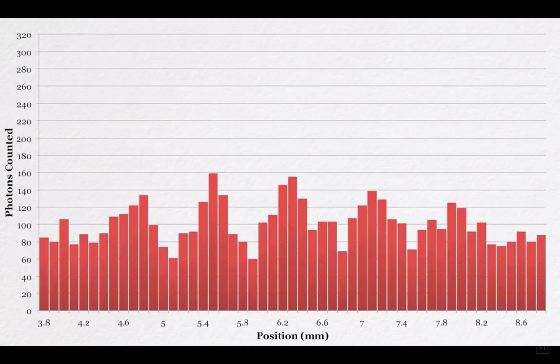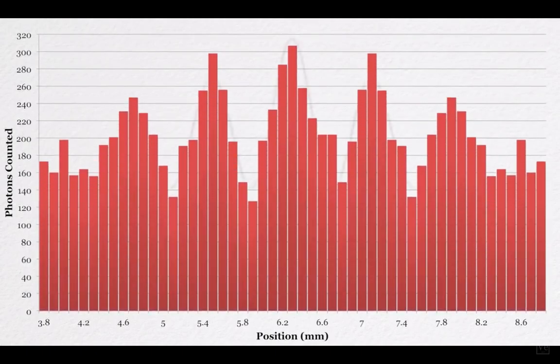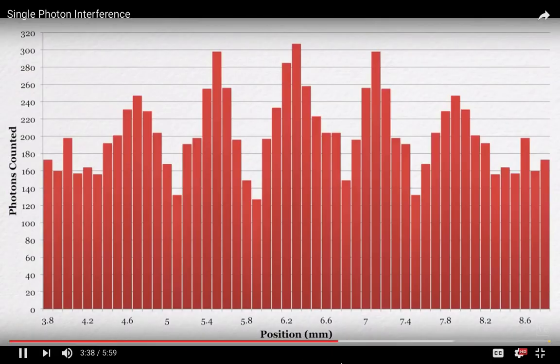Look at that. You can clearly see the same interference pattern that we got when we were sending tons of photons through, but we're getting it out of single photons. We're counting up individual photons. And that pattern is emerging as we aggregate the results over time. But how could this be happening? How could a single photon pass through both slits?